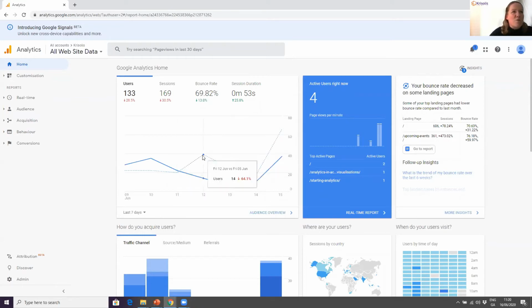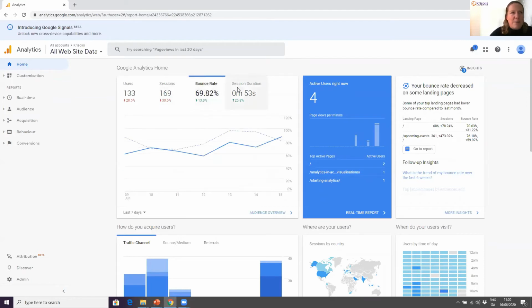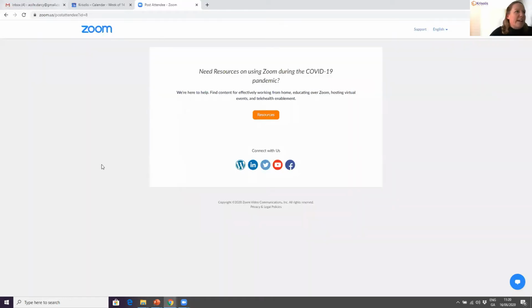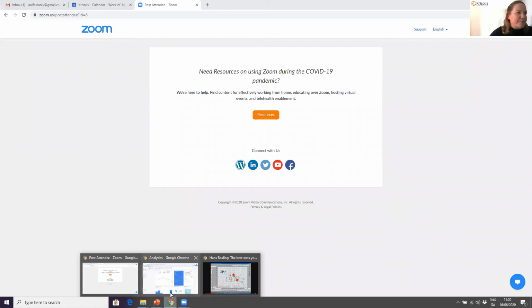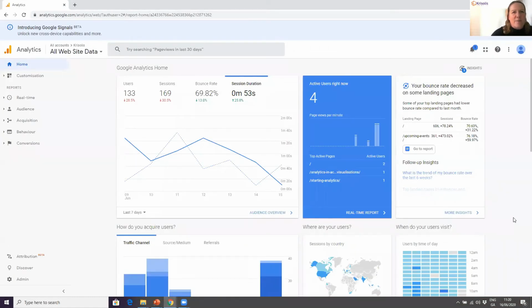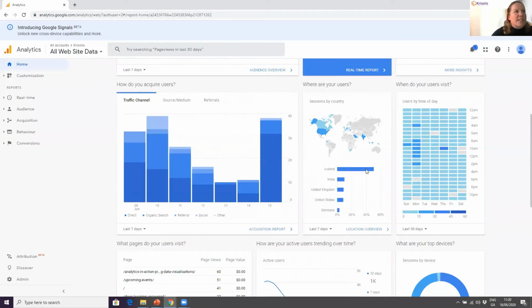We have some overall statistics up here, and we can click between different key KPIs, which is quite nice. Then as we go down here, we get into more detail about how we're acquiring users and where they're coming from. So it's a really nicely designed dashboard.